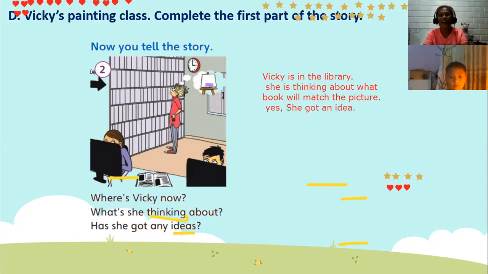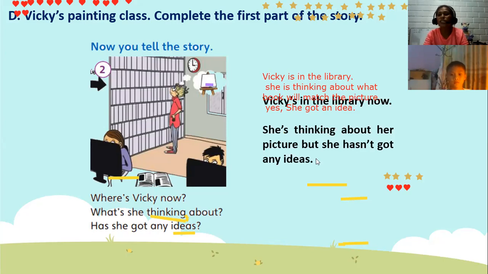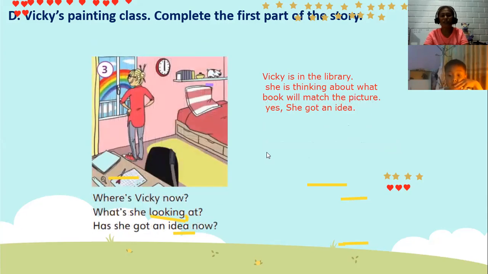Yay. Okay, next. Okay, Vicky is in the library now. She's thinking about her picture. Okay, you're right. See, I told you. But she hasn't got any ideas. Oh my God, Vicky didn't have any ideas yet. Okay, you're correct.